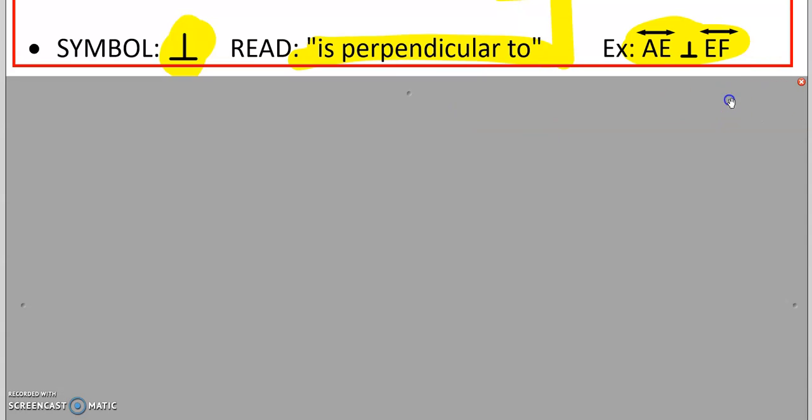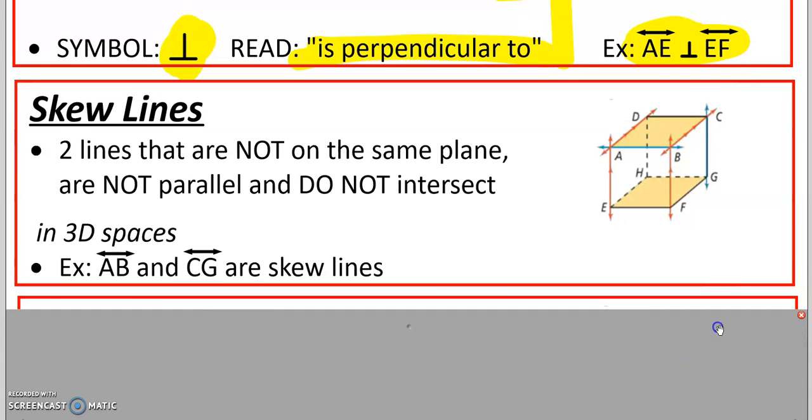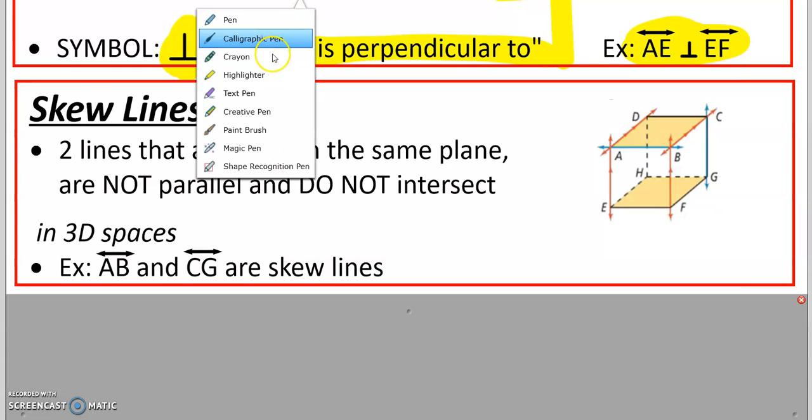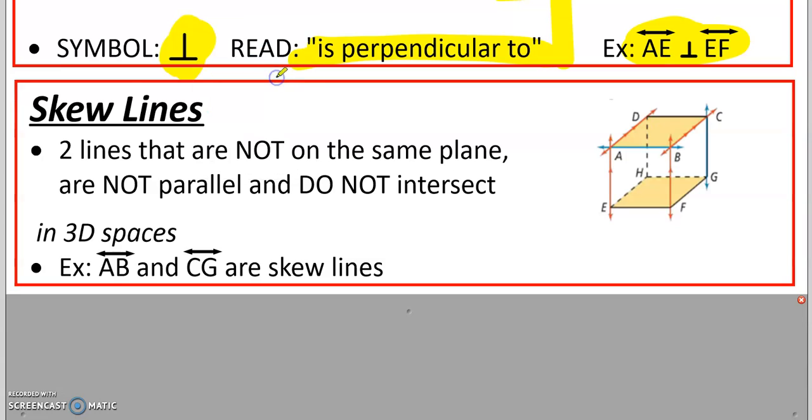The next new vocab word is called skew lines. Skew lines are lines that literally have nothing in common. They would never be friends, okay? They are skew lines. Listen to this: they're not on the same plane, they are not parallel, and they do not intersect. They are nowhere near each other. Skew lines, nowhere near each other, these guys. They happen in 3D places because they're not on the same plane.